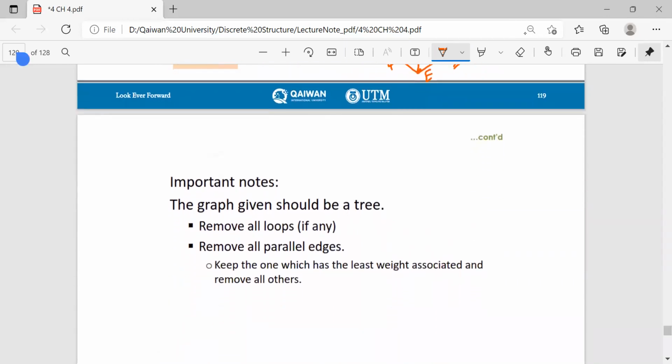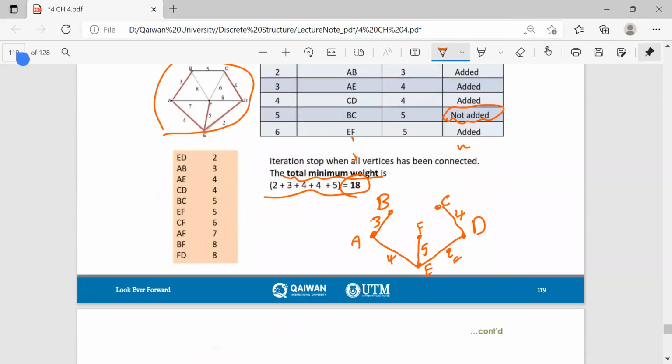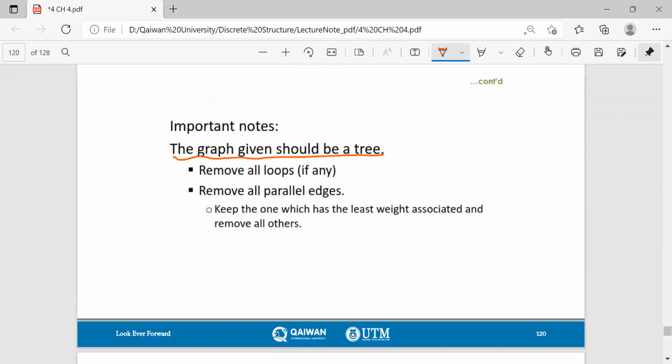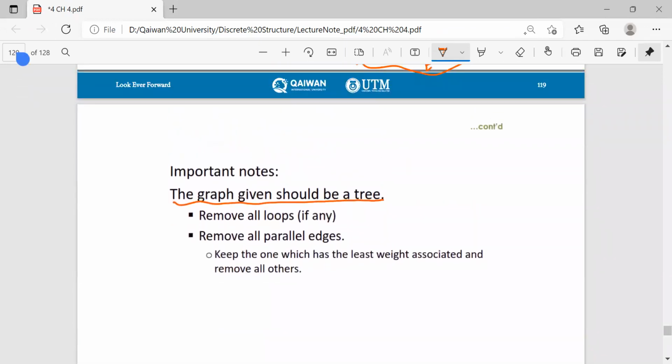Here we have some important notes. It says the graph given should be a tree. So the graph that you get, I mean the spanning tree, must be a tree. Let's see if this satisfies the tree conditions or not. The number of vertices must be greater than the number of edges by 1. Look, how many vertices do you have? You have 6 vertices and you have 5 edges. It satisfies the tree condition. It's a tree. And you also have no cycles there.